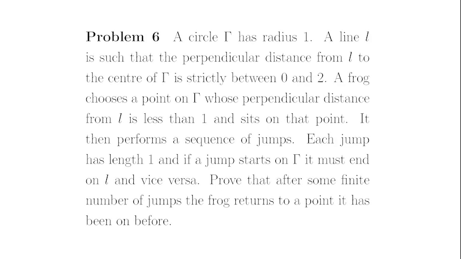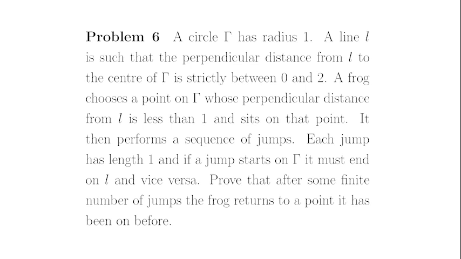Problem 6. A circle, gamma, has radius 1. A line L is such that the perpendicular distance from L to the centre of gamma is strictly between 0 and 2. A frog chooses a point on gamma whose perpendicular distance from L is less than 1 and sits on that point. It then performs a sequence of jumps.